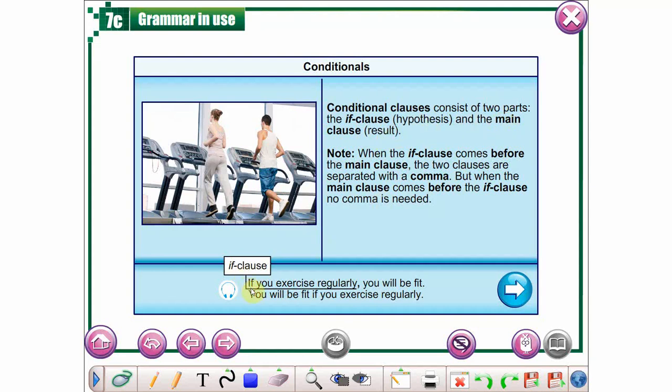For example, look at this example. If you exercise regularly, you will be fit. When I say if you exercise regularly, this is the if clause. And the other part, you will be fit, this is the main clause or the result. I'd like you to note here that we can begin with the second part, the result. We can say you will be fit if you exercise regularly, but we don't put the comma, as you can see. So this is an example for the two parts of a conditional with if.